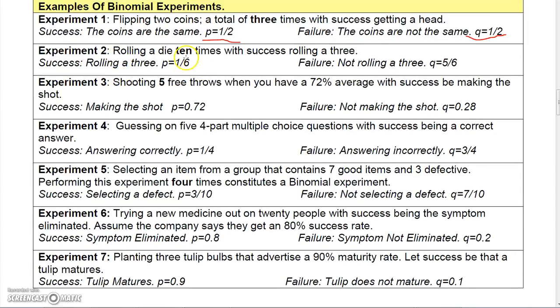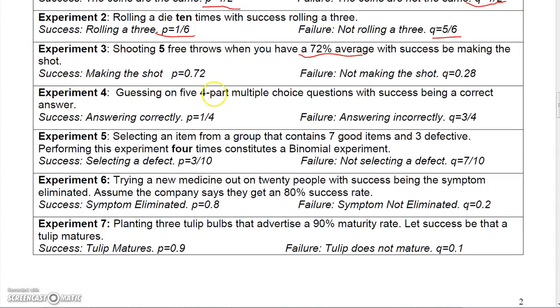Let's say we roll a die 10 times, and success would be rolling a 3. Well, then the probability of success would be 1/6, and the probability of failure would be 1 minus 1/6, which is 5/6. Let's say a basketball player has a 72% free throw shooting average. If success is making the shot, then the probability of success is 0.72, and the probability of failure would be 1 minus 0.72.